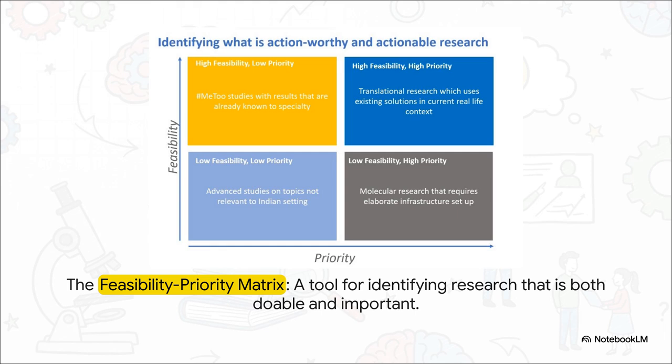It's called the Feasibility Priority Matrix. Just think of it like a simple grid that helps students map out their ideas. And the goal? Well, the goal is to land in that sweet spot, that top right corner, high feasibility and high priority. That's where the magic happens, where you find research that's not only doable, but also addresses a really pressing need. It's just a brilliant way to steer them away from those projects that might become dead ends.